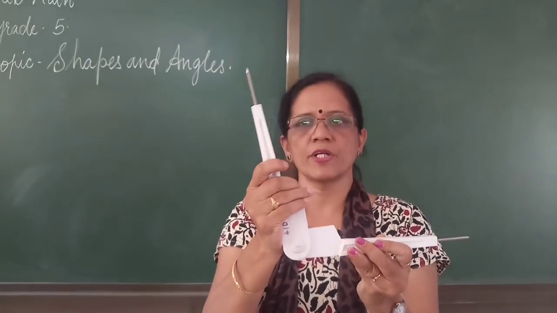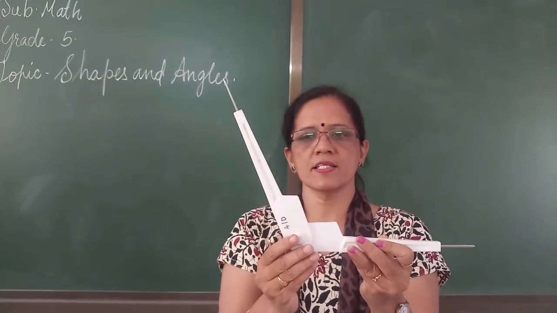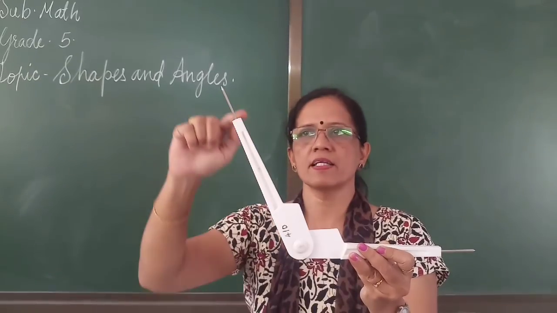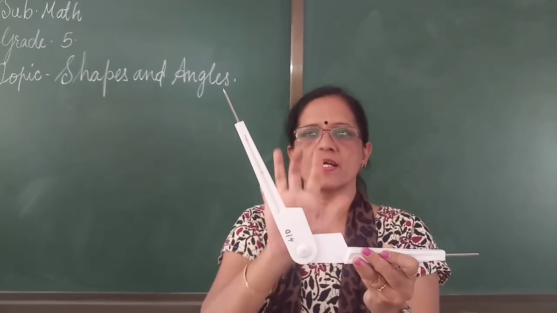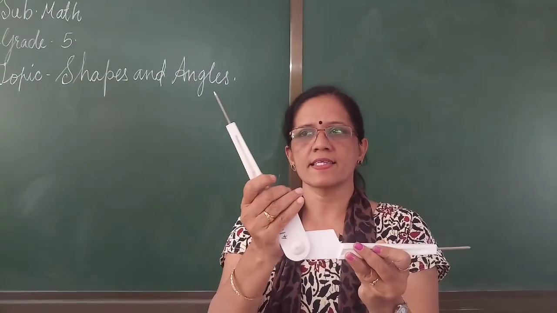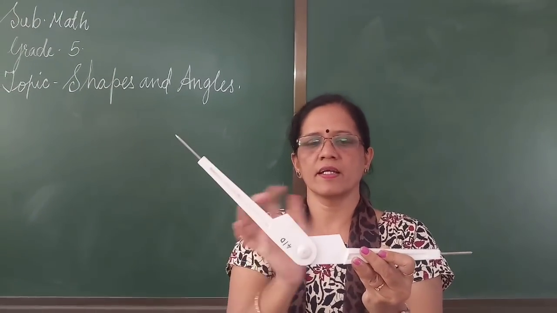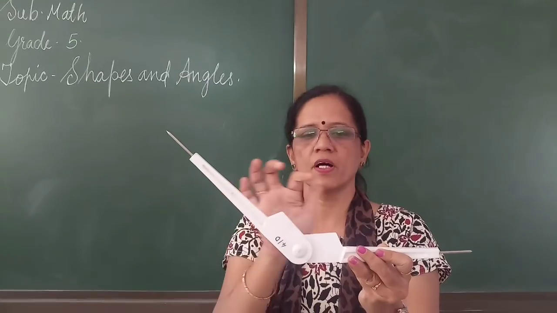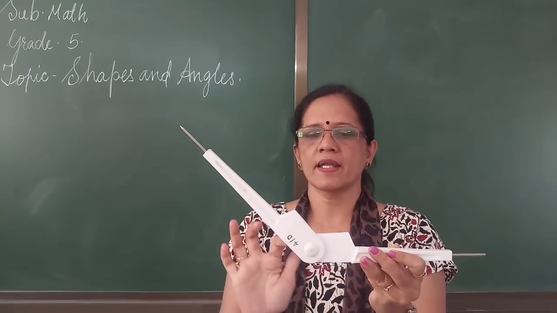Now I put it outside. What angle is formed here? Yes, a bigger angle is formed here. So naturally that is more than 90 degrees. Again I bend it here, and again an angle is formed, and it is more than 90 degrees.